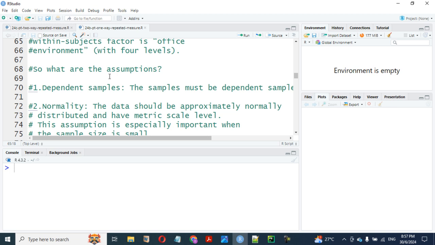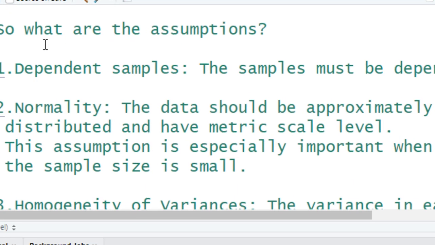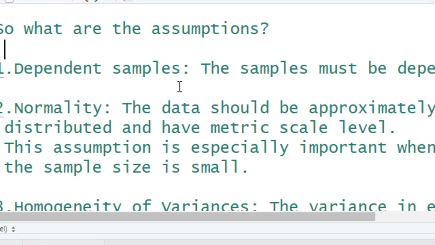So what are the assumptions? The same way a paired test comes with assumptions, ANOVA comes with assumptions, and the same way this also comes with assumptions. The first assumption is dependent samples. The samples must be dependent, not like the previous ones we did before that were independent samples. They must be measured repeatedly: the same sample again, first time, second time, third time, or more. All right, that is dependent samples.